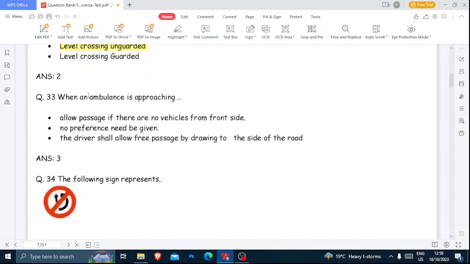When an ambulance is approaching, A, allow passage if there are no vehicles from the front sides. B, no preference may be needed. C, the driver shall allow free passage by drawing to the side of the road. Now when an ambulance is approaching and sounding its siren, the driver has to allow the ambulance to pass by pulling over to the side of the road. Now this one is our correct answer here.